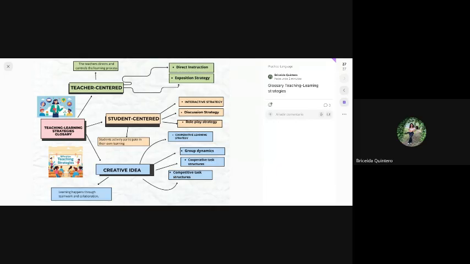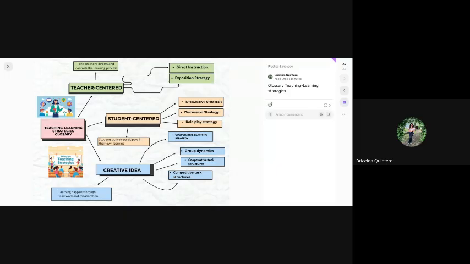The first one is the interactive strategy. The second one is the discussion strategy. And the last one is the role play strategy. In this one, the students are actively participating in their own learning.